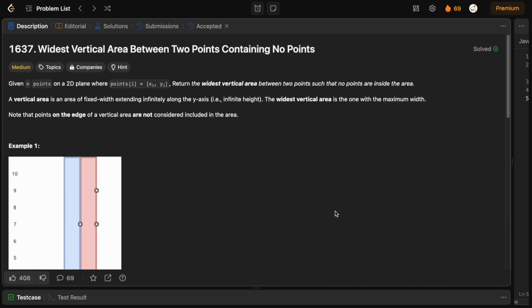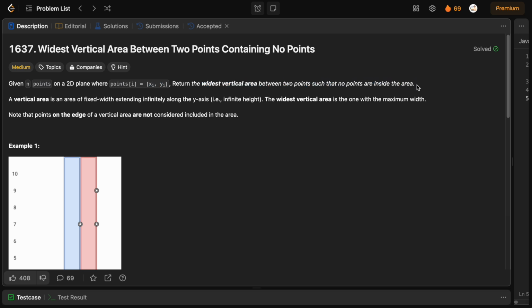Today we are going to see the LeetCode daily challenge: Widest Vertical Area Between Two Points Containing No Points. You have been given a points array, where each point has an x coordinate and a y coordinate. Return the widest vertical area between two points such that no points are inside the area.